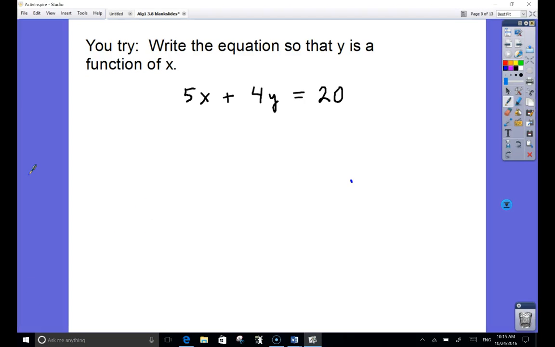Okay, so write the equation so that y is a function of x. It's like them telling you, solve for y. All right, so here's y. Y is not alone. We need to isolate it. So we need to undo the 5x and the 4. Right? One of them is being added, the other is multiplying. Right?